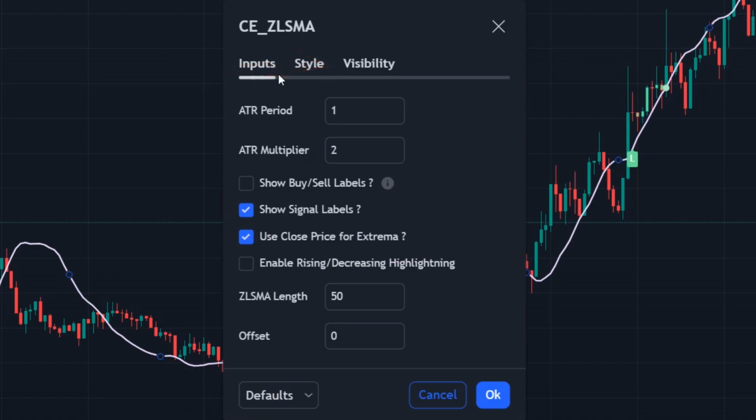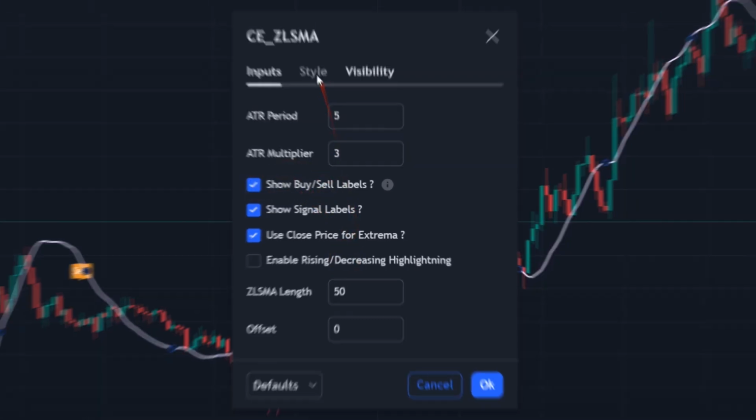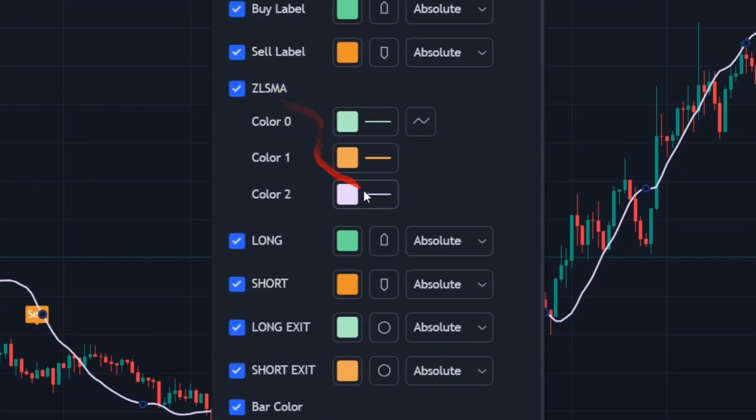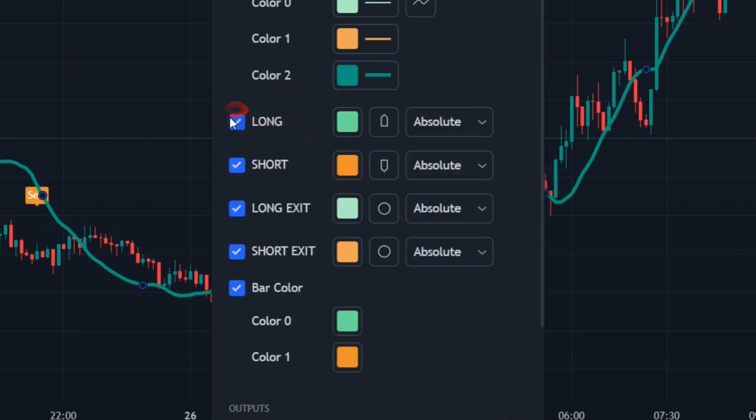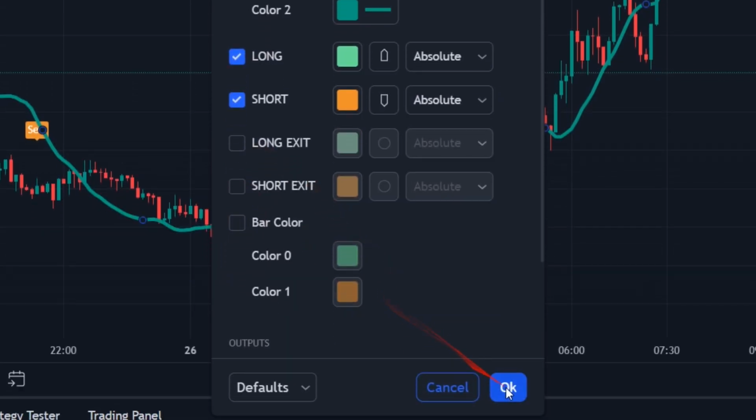First, go to the Input tab and change the ATR period to 5. Then change the ATR multiplier to 3. Make sure to check the Show Buy/Sell Labels option. Now go to the Style tab and change the color of ZLS SMA to green. Then remove the ticks from Long Exit, Short Exit, and Bar Color. If you have done all these parts correctly, click on OK.